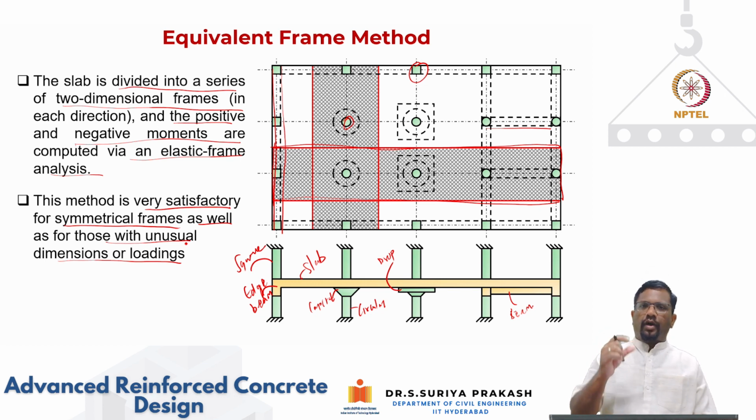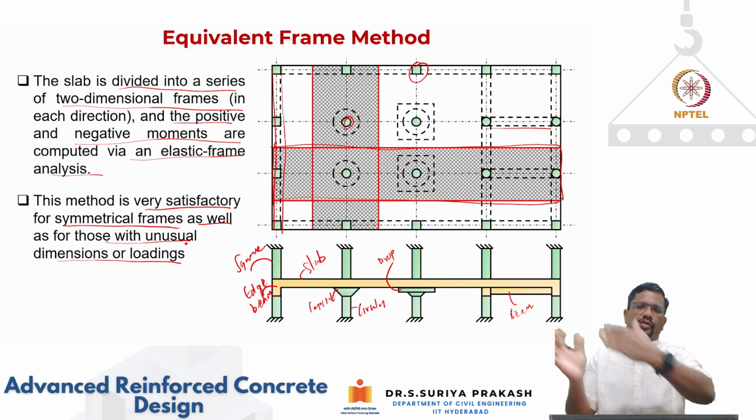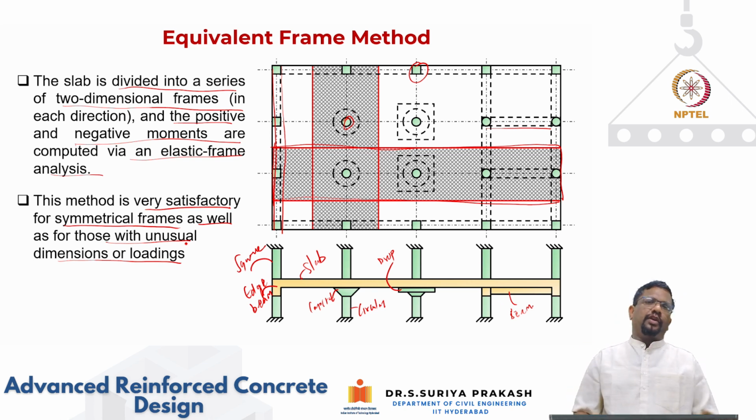Only thing is, you have to be careful about the column lines. The column offset here also should not be too far. If your column offsets are too high, then the equivalent frame method will not give you proper results, because you cannot really assume a single width; you would have to use different widths for different spans. That is one of the things. If your structural system is very irregular, then I think going for finite element analysis is better.